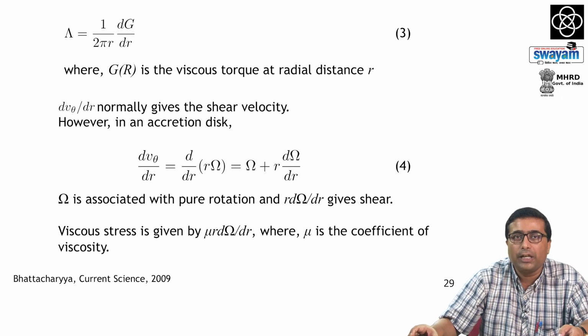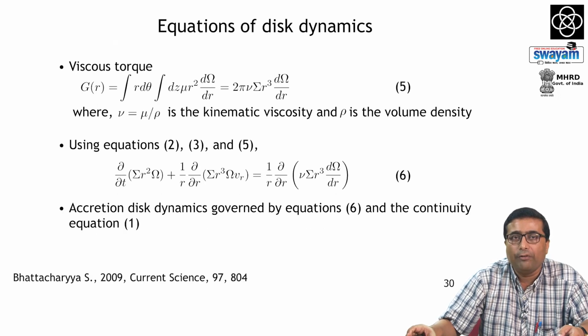However, for the accretion disk, dv_theta/dr is omega plus r d omega/dr, in which omega is associated with pure rotation, and therefore, only the r d omega/dr part gives the shear. Therefore, the viscous stress is mu r d omega/dr, where mu is the coefficient of viscosity. Then the viscous torque is given by G(r) equal to 2 pi nu sigma r cubed d omega/dr. This is equation 5.